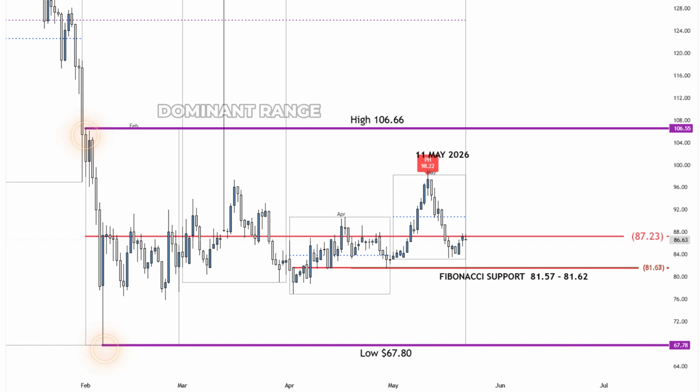So what are the price levels we need to watch? First, there's the dominant range, the February high at 106.66 and the February low at 67.80. We need to watch carefully how buyers and sellers negotiate the midpoint at 87.23. The midpoint currently acts as the balance point of the Solana market. If price trades above the midpoint, bulls generally maintain structural control. Below the midpoint, bears generally maintain control.